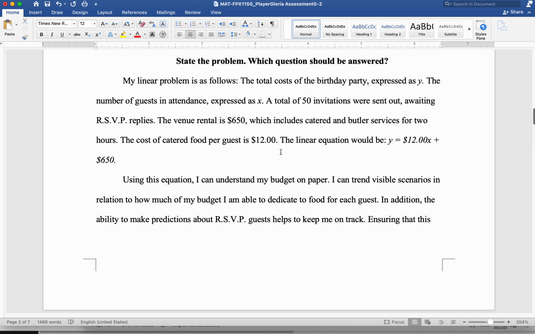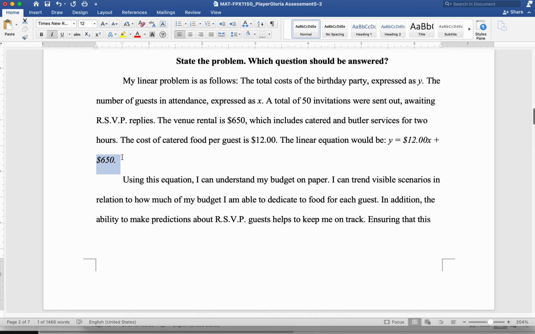And so this student goes on to say, the original part was talking about she had to plan a birthday party. And so she says that, the cost of the birthday party is going to be Y. The number of people that come is going to be X. I sent out 50 invitations and renting was $650. So if you do the math there, the cost for the food was $12 times the number of guests. So the total cost for the entire party is going to be $12 times how many people for your food, plus the rental fee of $650.